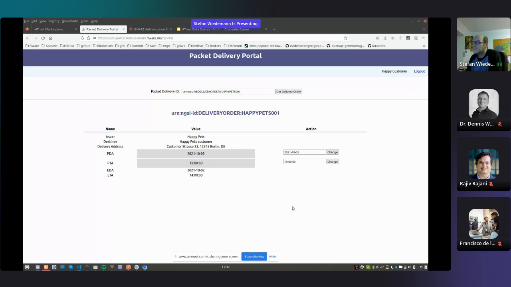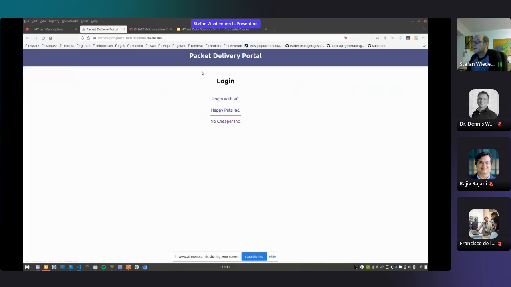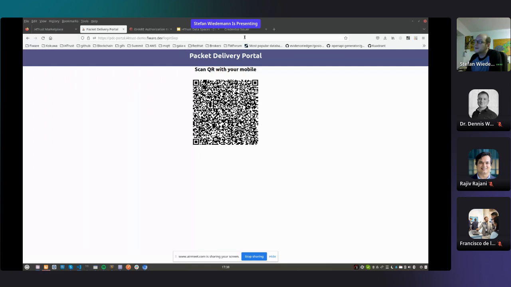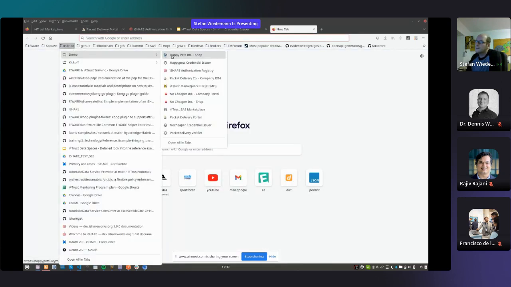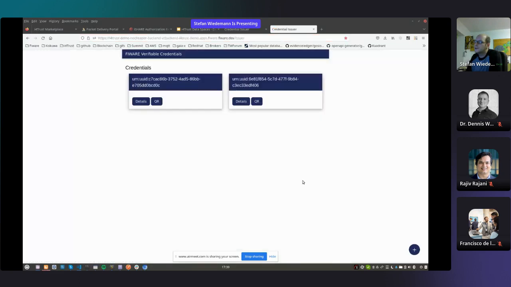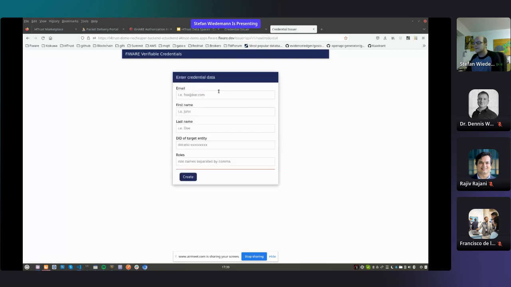Oh, nice. So I also already bought the access for No Cheaper for a standard service before the presentation to basically save some time. So we can also check that when we now log in through the same mechanism as a customer of No Cheaper, we have to go again to the No Cheaper credentials issuer. We would have more time. This is also something that could be done by some of you, but I think we're running out of time if we do this.